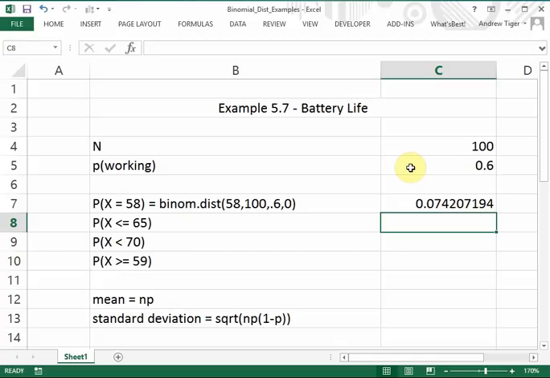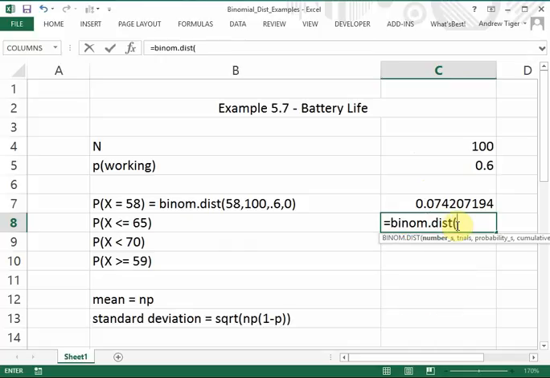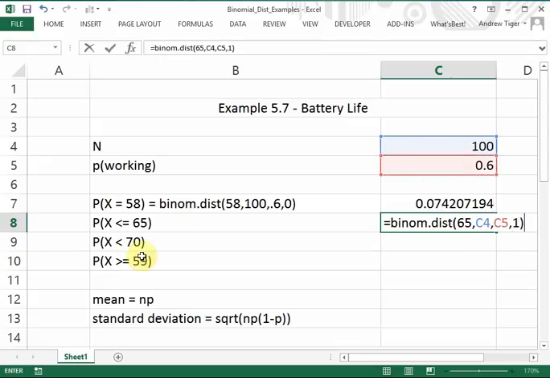The next one is the probability that we would have 65 or less that are working. Equals BINOM.DIST, 65 out of 100, probability of success is 0.6. Now we're going to put a 1, because we are looking at less than or equal to, it's a cumulative.